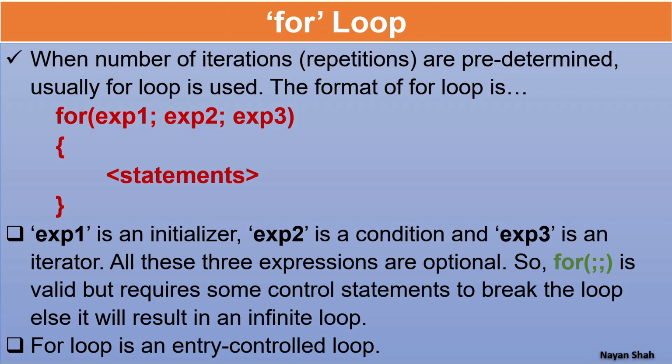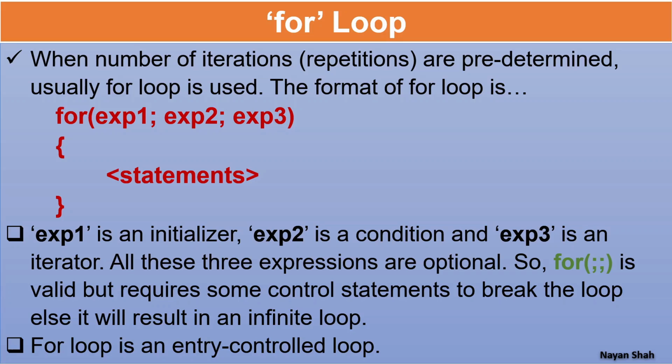For loop. Now we will see all three loops. The first one is the for loop. When the number of repetitions, that is iterations, is predetermined, suppose it is fixed that you want to repeat these statements 10 times or 15 times, then we use the for loop.